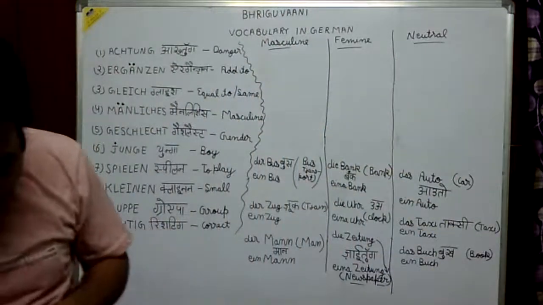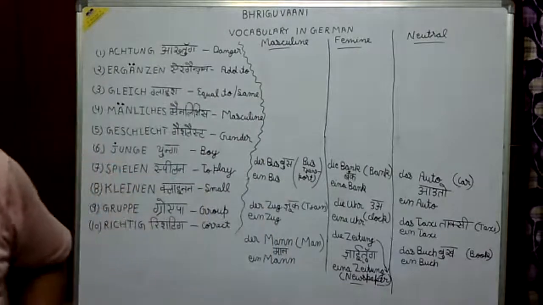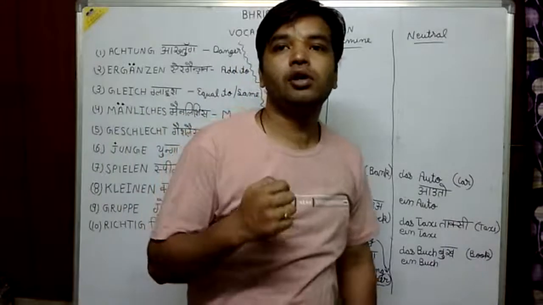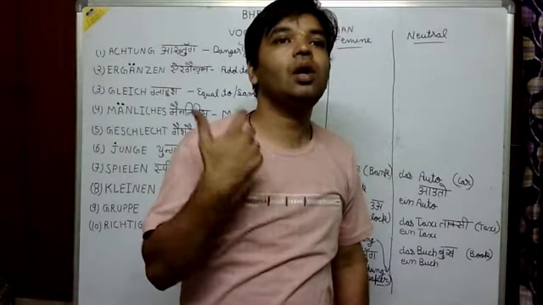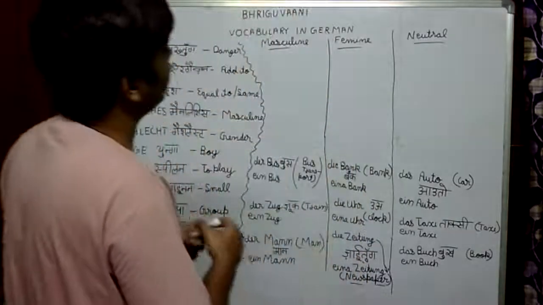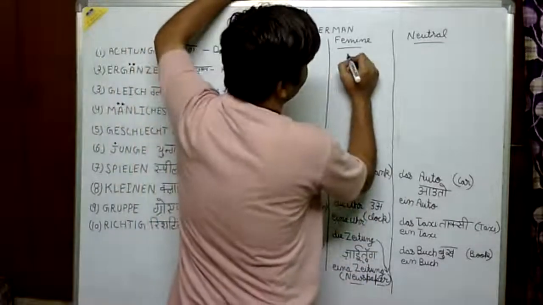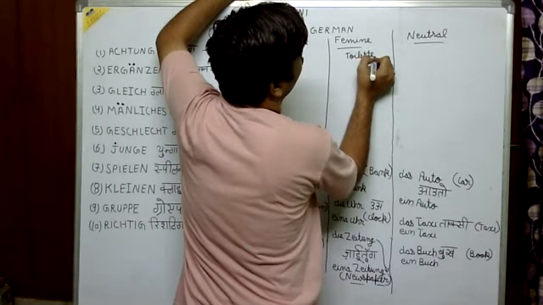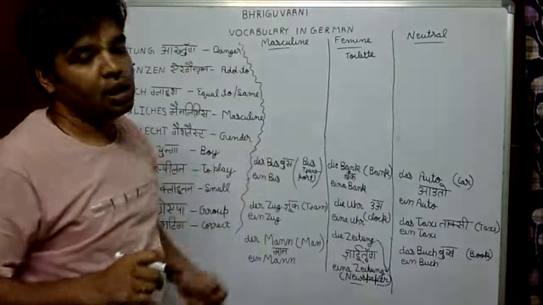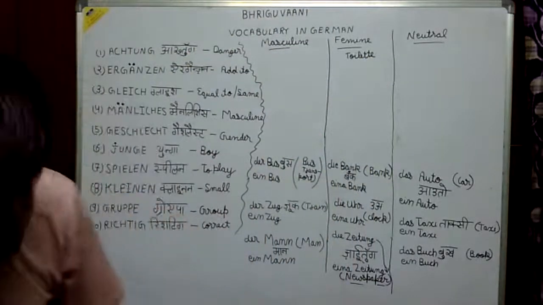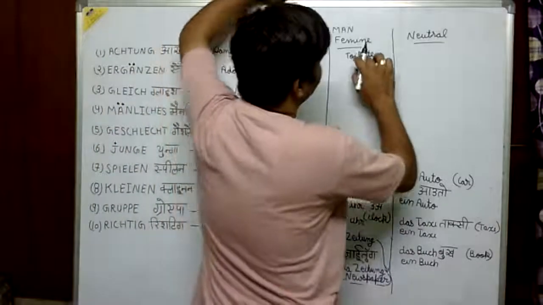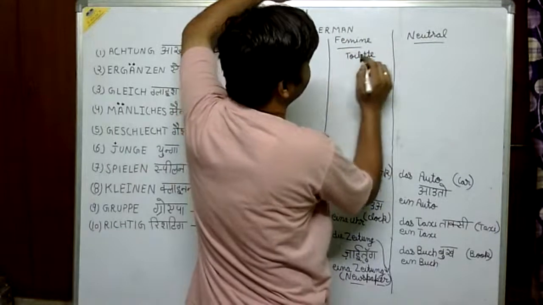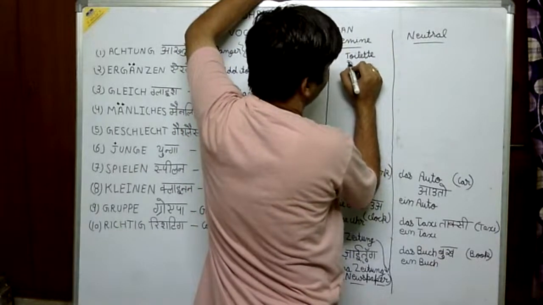So we have a word, toilet. For toilet, we say Toilette in German. And look how we write it. And what is this Toilette? This Toilette is a feminine word.